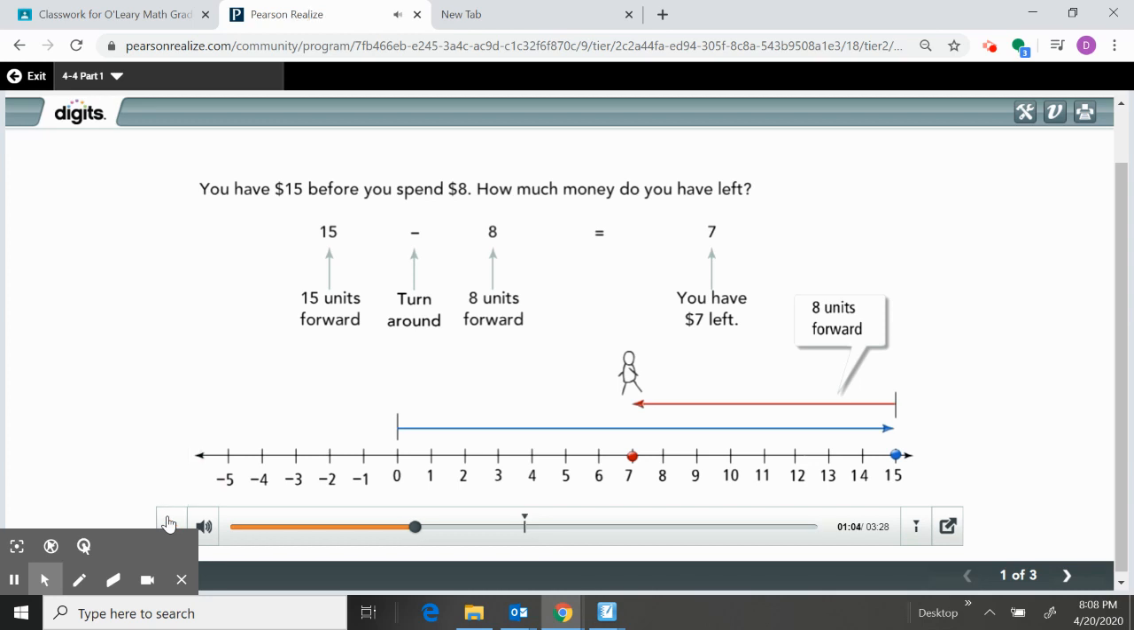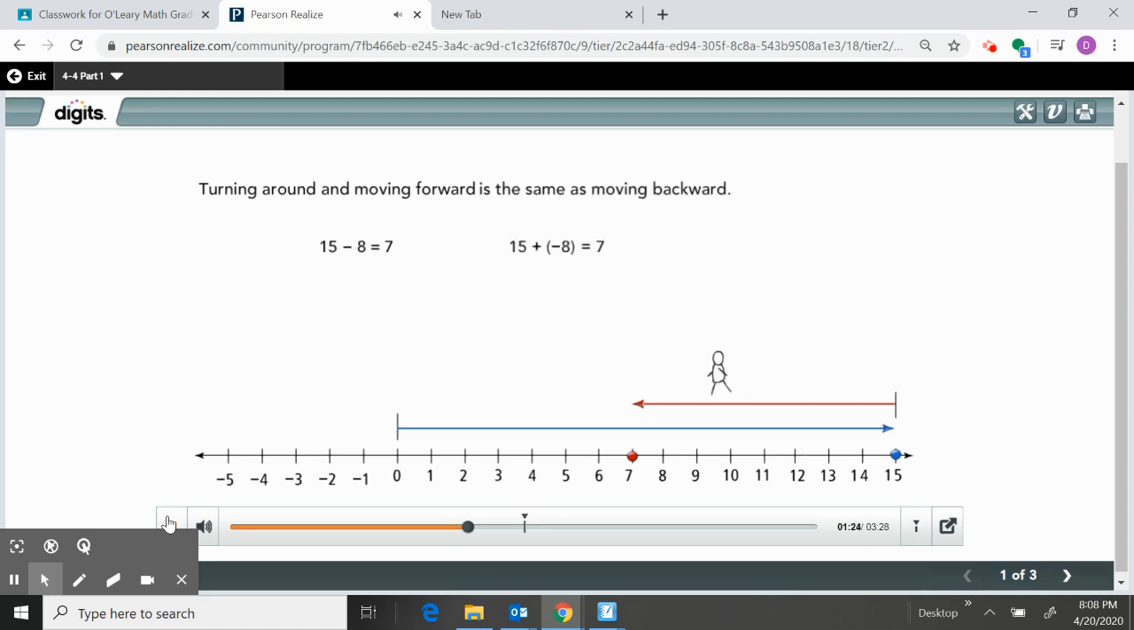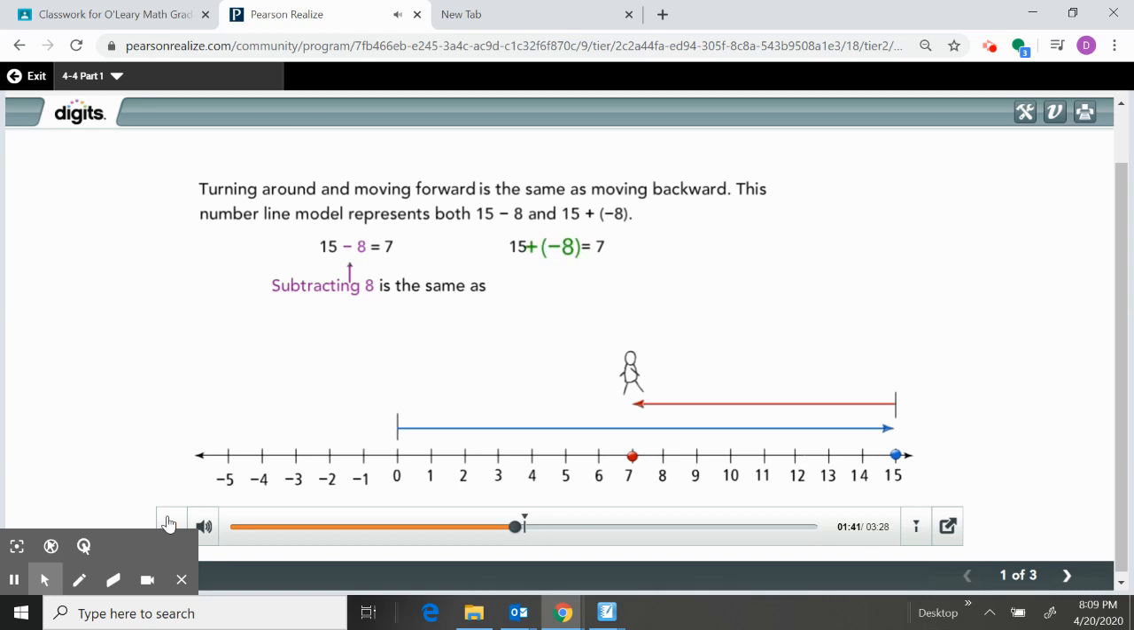$7 left. Turning around and moving forward is the same as moving backward. This number line model represents both the difference 15 minus 8 and the sum 15 plus negative 8. Subtracting 8 is the same as adding the opposite of 8.